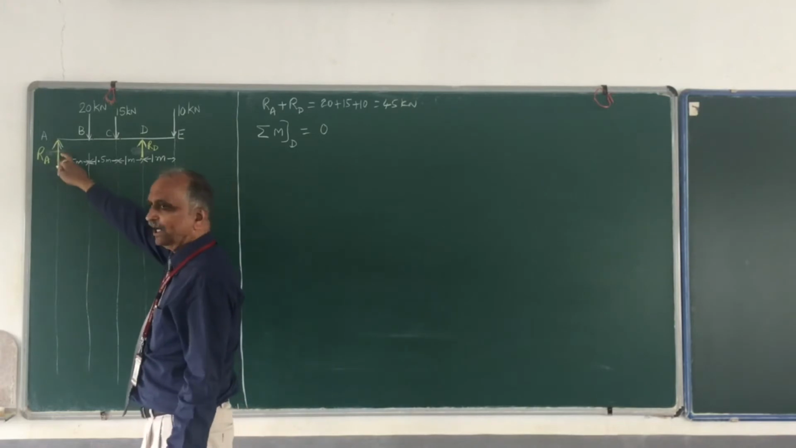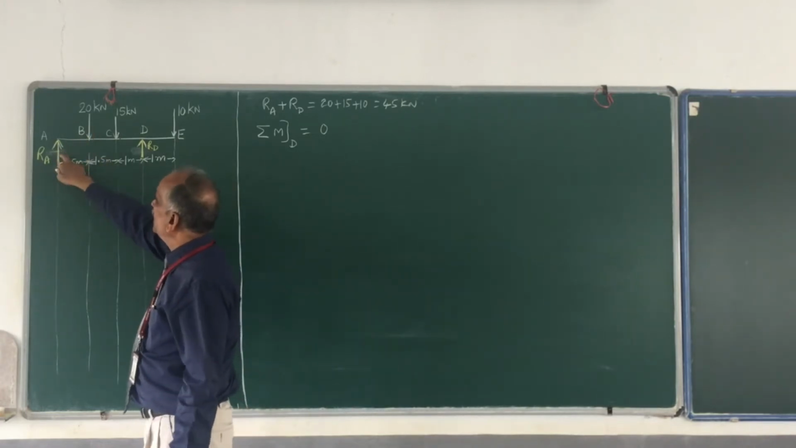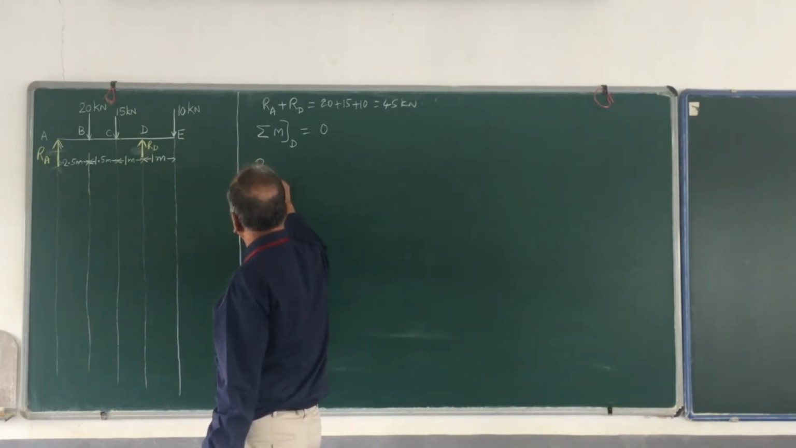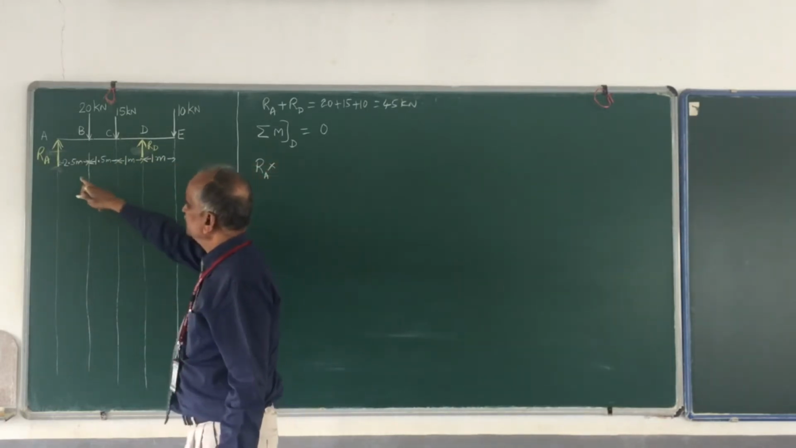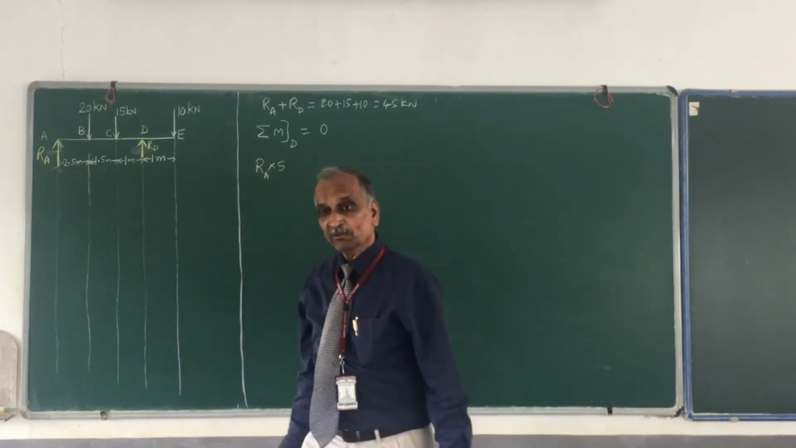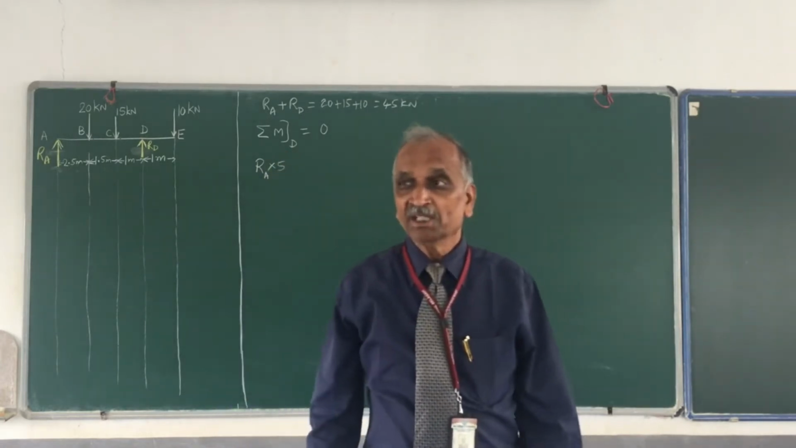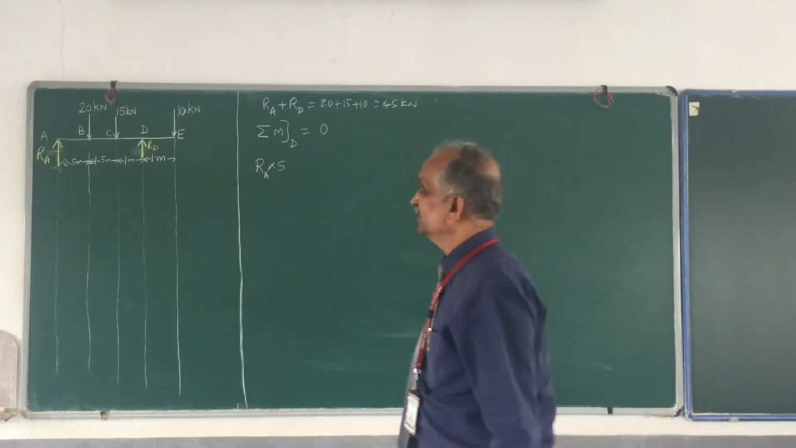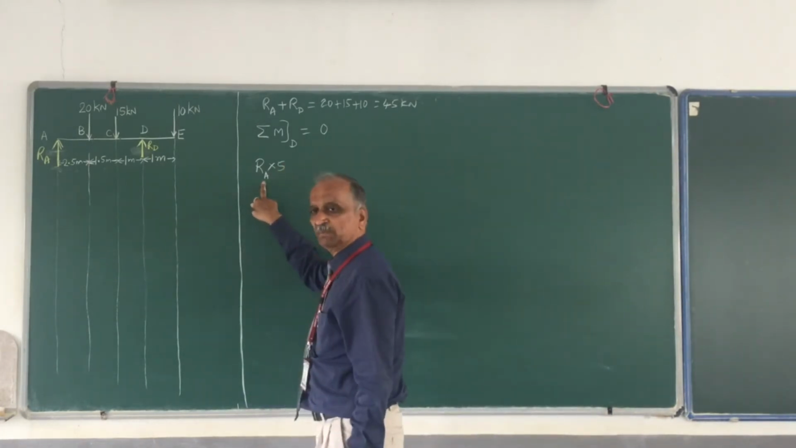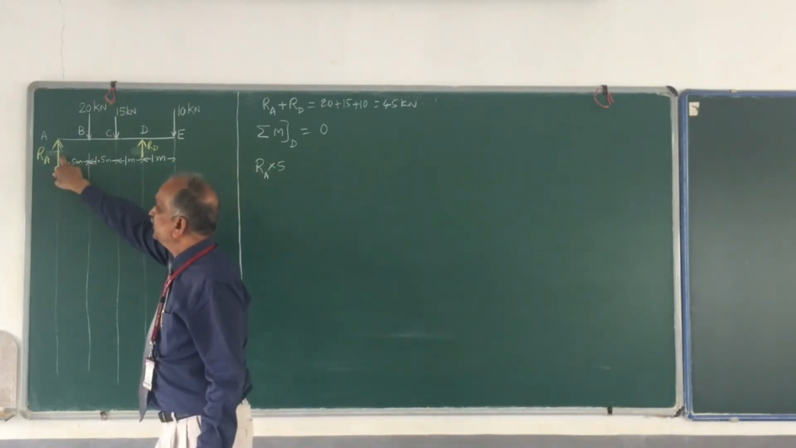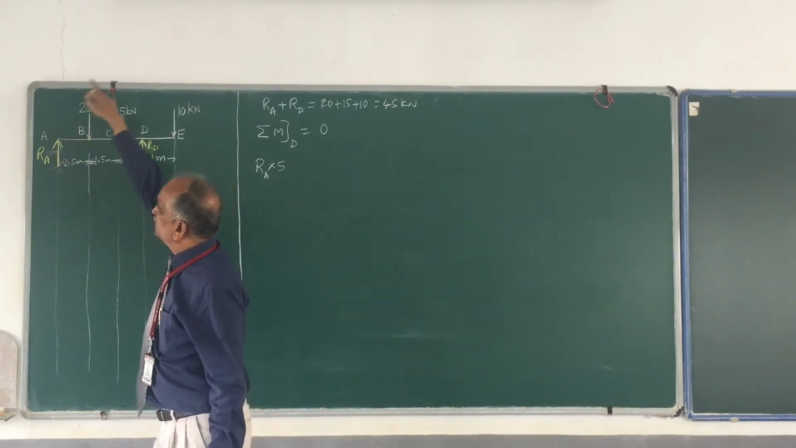Let me start with this RA. So the moment due to RA about point D, I shall write as RA multiplied by the distance, which is 5. RA into 5. When you write it, please remember, unknowingly you have made a sign convention. What is that sign convention? You have written this as plus, that means this moment is positive. What is this moment? The moment due to RA about D is clockwise.